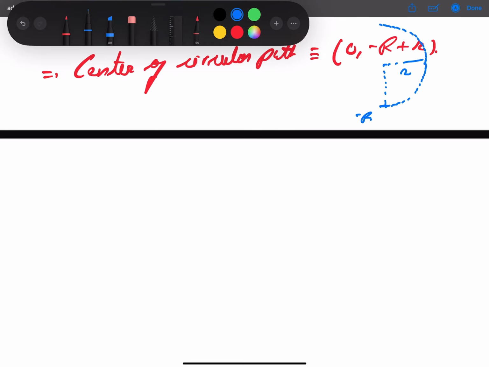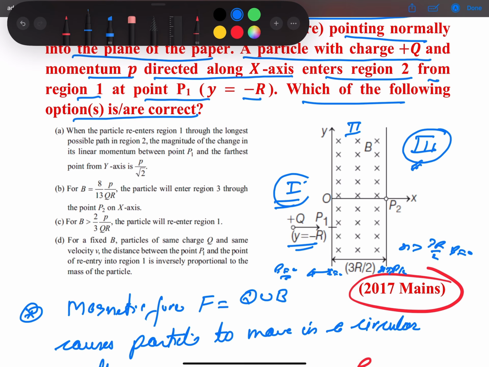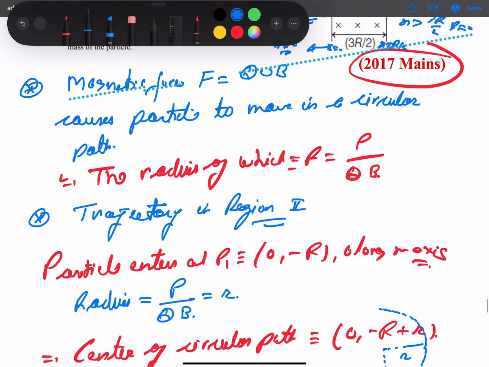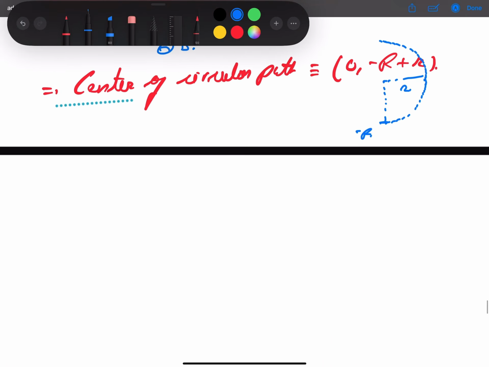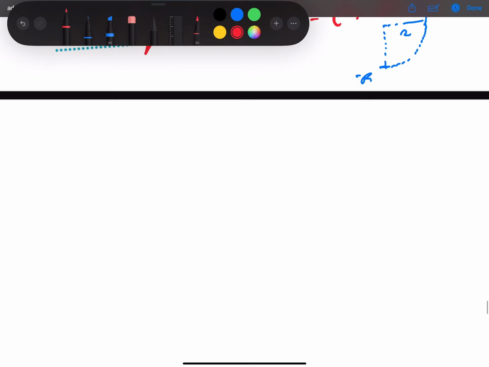And we are given that, first of all, let's check the option. It states that when the particle re-enters region 1 through the longest possible path in region 2, the magnitude of the change of linear momentum between point P1 and the farthest point from the y-axis is p by 2. So we are going to find out the change in momentum. First of all, let's find out what will be the condition for re-entering region 1.